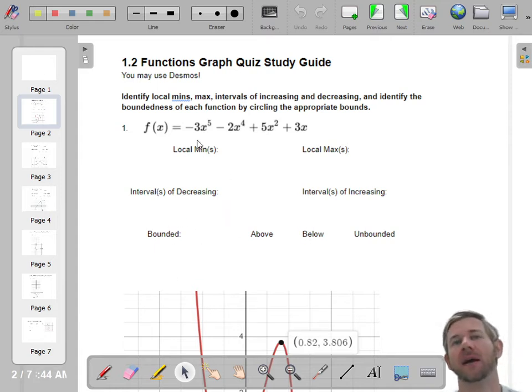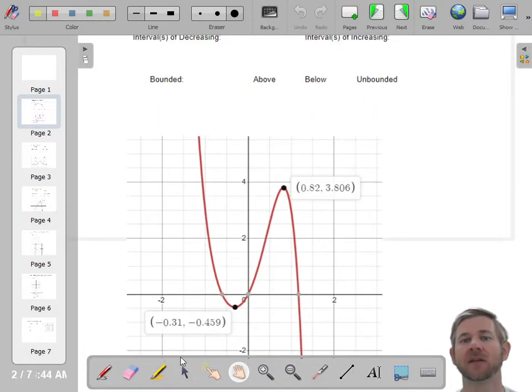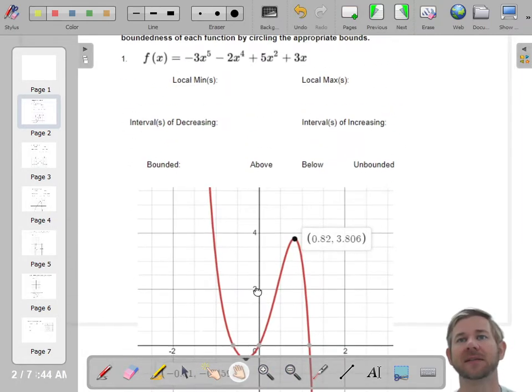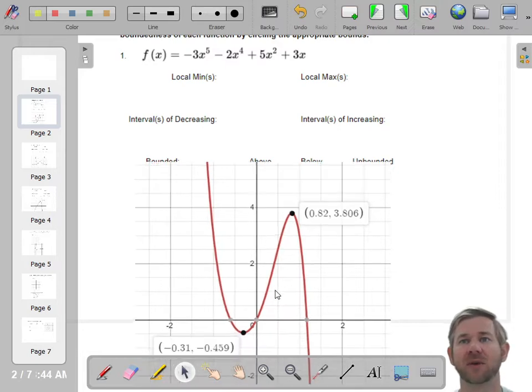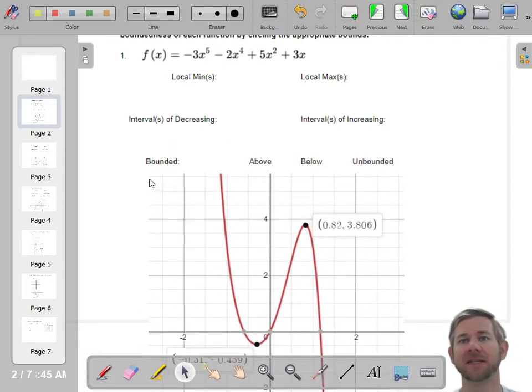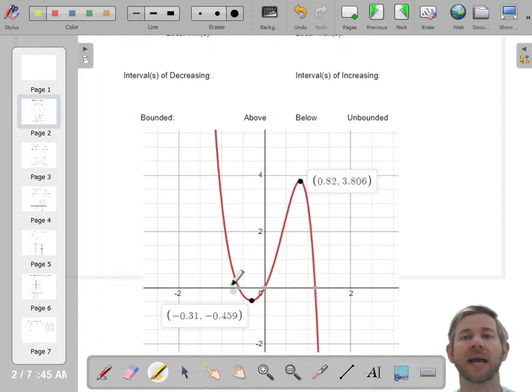So the first one is negative 3x to the fifth. I have the graph of the function right here, so I'm going to use this as my reference so I can go ahead and answer some of these questions. The first thing that they ask me is local minimum. So local minimum is a turnaround point and a minimum is at the bottom. So you have local minimums and local maximums. The local minimum is the turnaround point at the bottom and the local maximum is the turnaround point at the top.